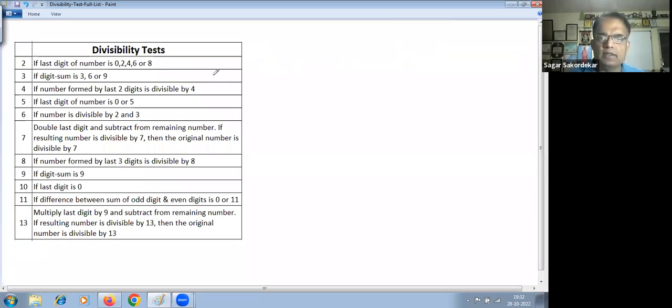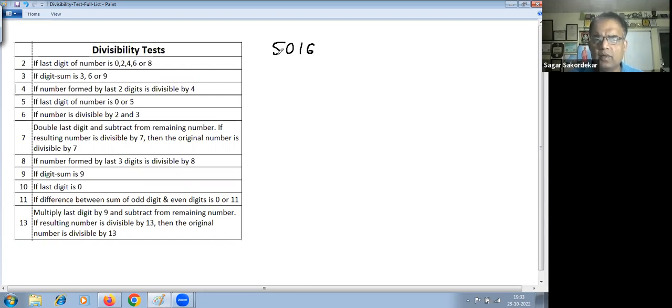So let's take this example, 5016. What the rule says is, if the difference between the sum of odd-position digits and even-position digits is either 0 or 11, the number is divisible by 11. Now you can start from here or here, both ways it is okay.